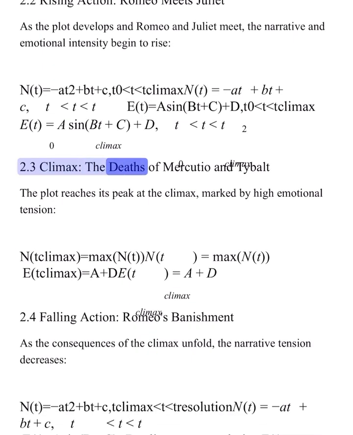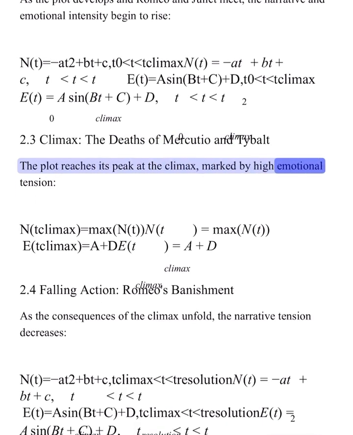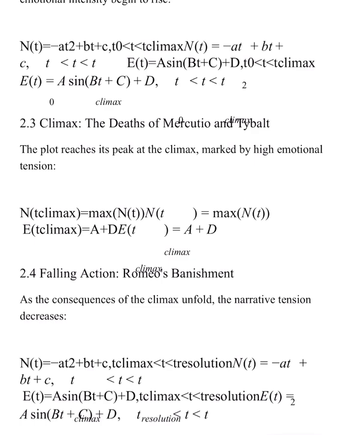2.3 Climax: the deaths of Mercutio and Tybalt. The plot reaches its peak at the climax, marked by high emotional tension. N(t_climax) = N_max and E(t_climax) = E_max.